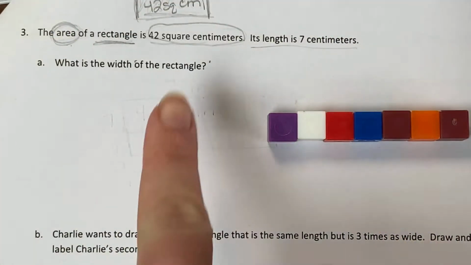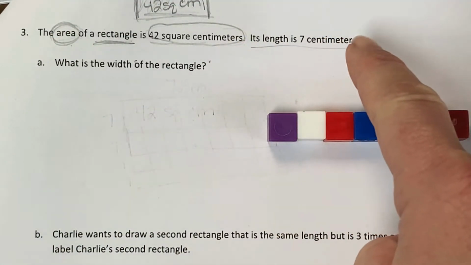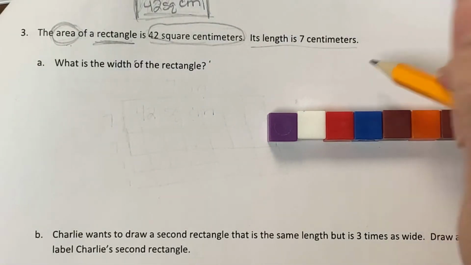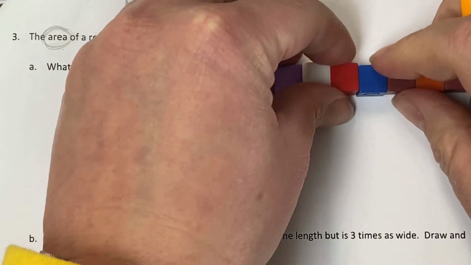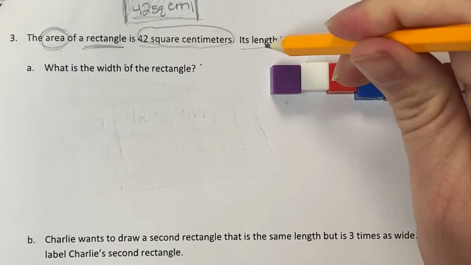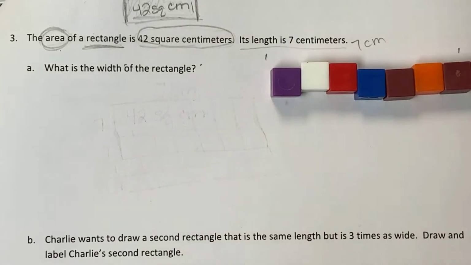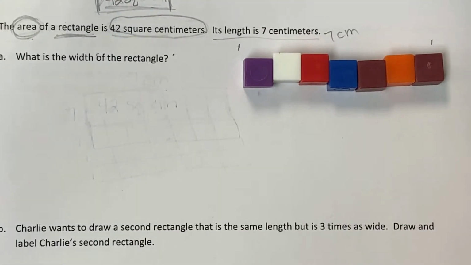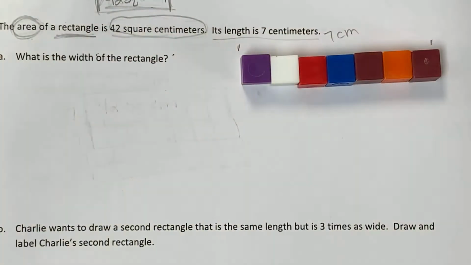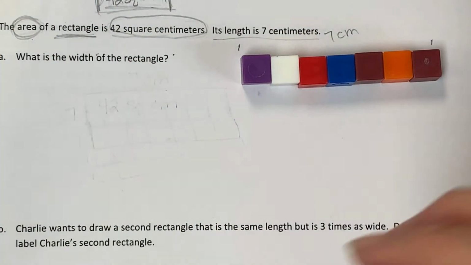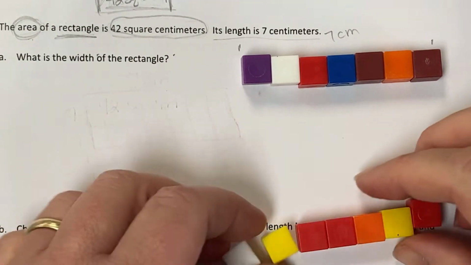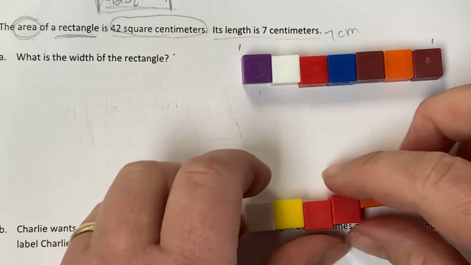Well, I know there's a 7 centimeters length. So right now, this is 7. Let me move it up just a little bit. 7 centimeters, because that's how long from this point to this point is. I'm going to try to keep it as straight as possible on this piece of paper. So I need to have 42 total square centimeters. So that means my area is 42.